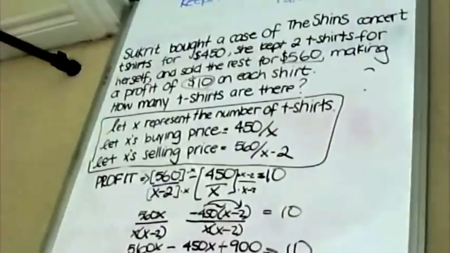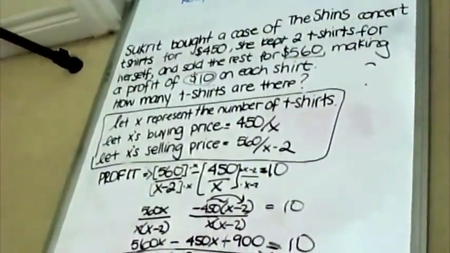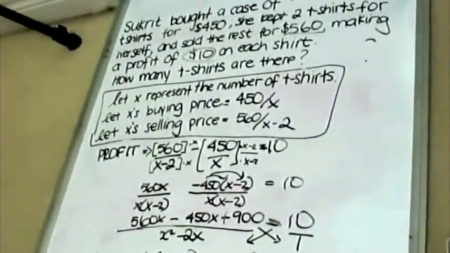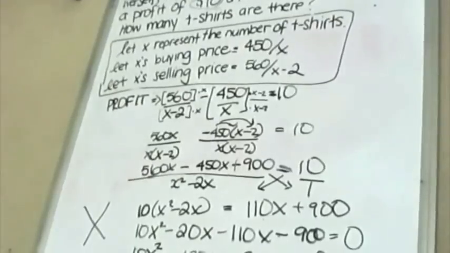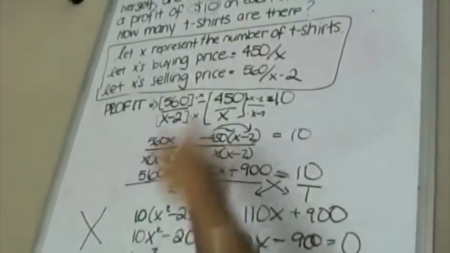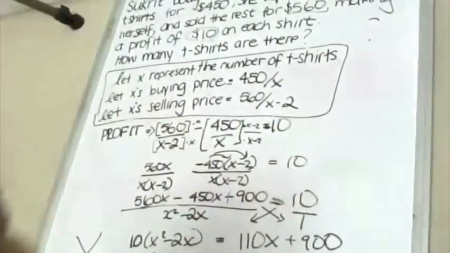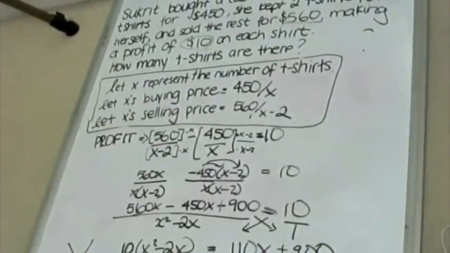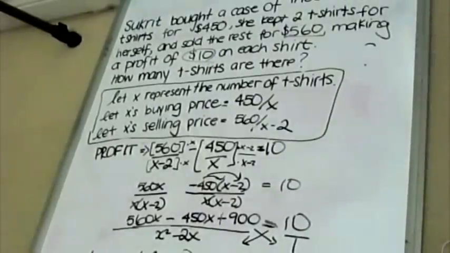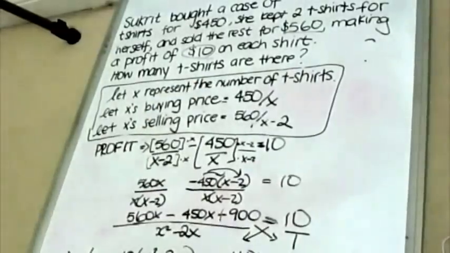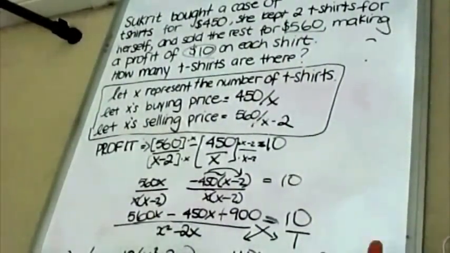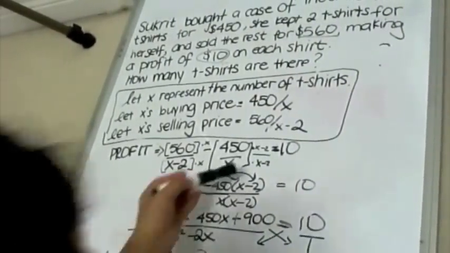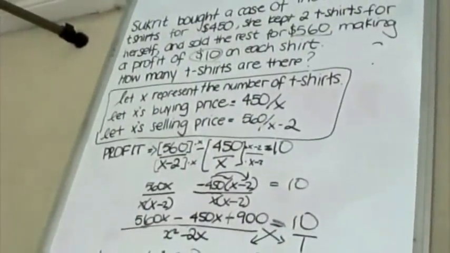Let's go ahead and define our variables. X is going to represent the number of t-shirts. X's buying price is going to be $450 over X, and X's selling price is $560 over X minus 2. The 2 comes from the 2 t-shirts that I ended up keeping. We subtract 2 from the original because the original is X. X represents the original amount of t-shirts. $450 is the original buying price of what I purchased it as, and $560 is the price where I bumped it up after I bought.